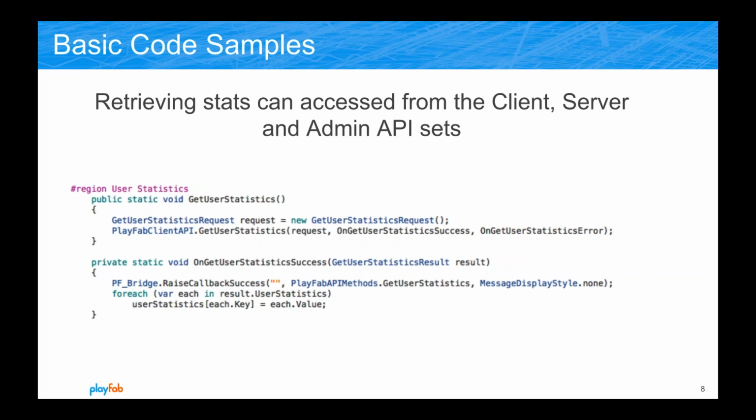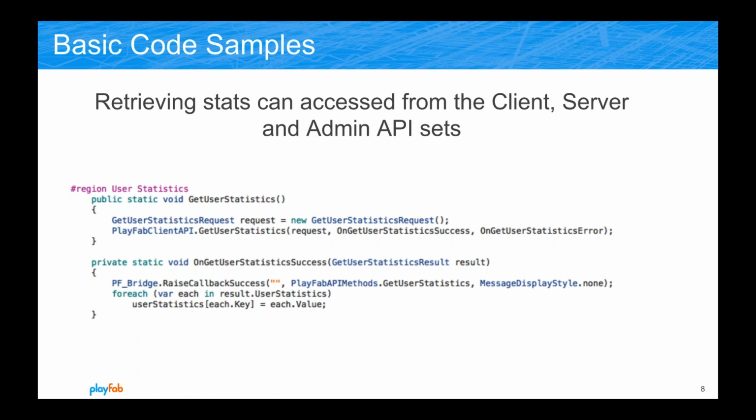So a basic code sample for retrieving your stats, and this can be done from the client, the server, or the admin API set, is making a request using our API, our data models in there for get statistics request. Once you have that request, you can run get user statistics, and after that successfully runs, you will want a callback in place where it can grab the data, the statistics dictionary when it comes back, iterate through that dictionary and update or cache your values in your client. Pretty simple system.